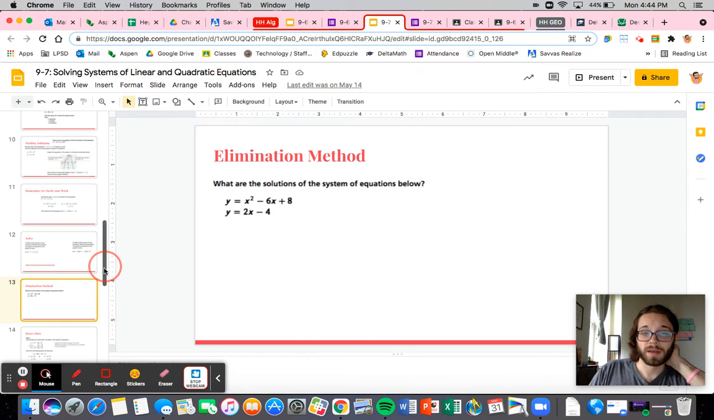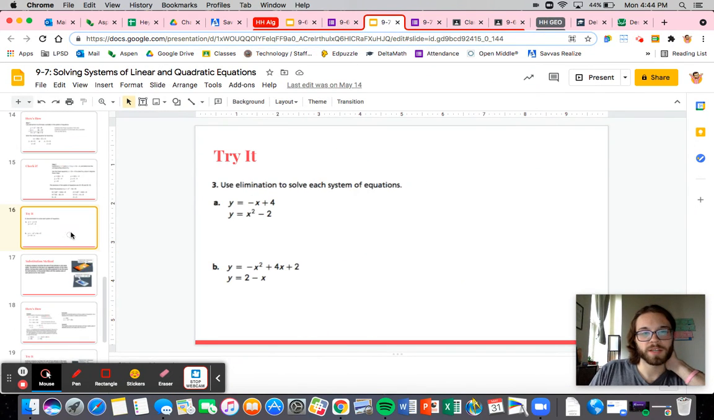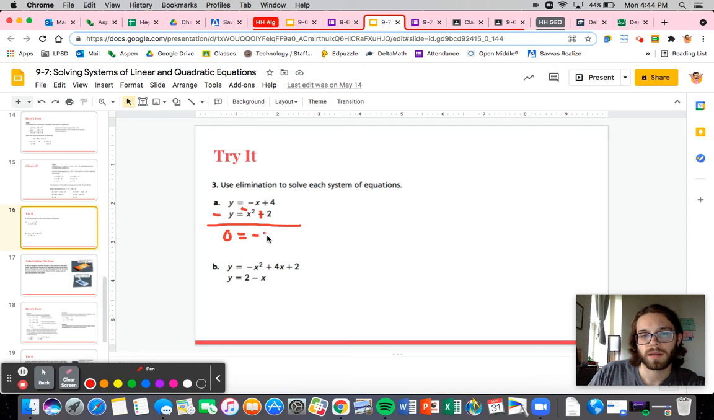All right. Let's do one more for good measure. Let's do this one. Make it negative, make it negative, make it positive, right? Change the sign, add them together. 0, negative x squared, negative x plus 6. Oh, I don't like that.